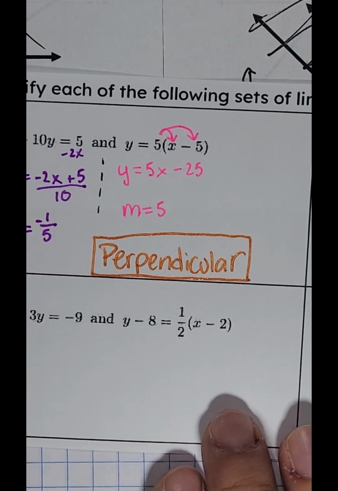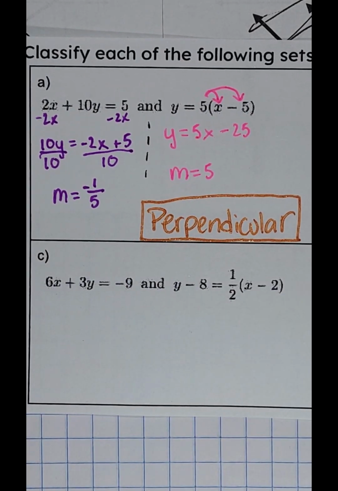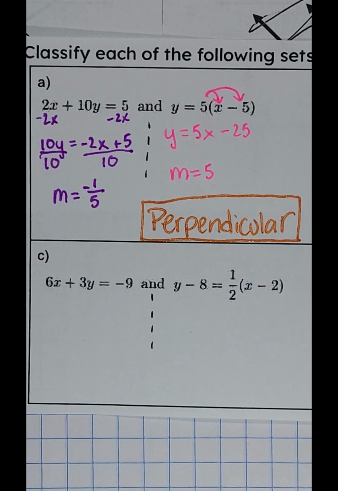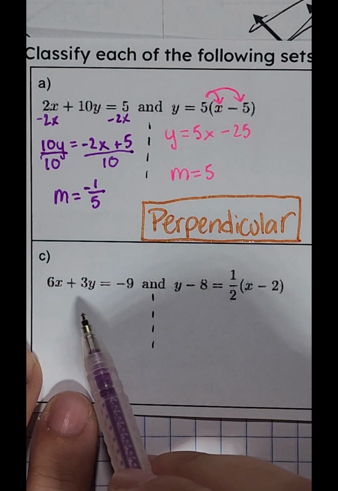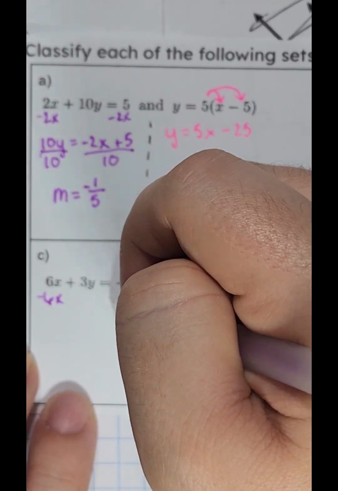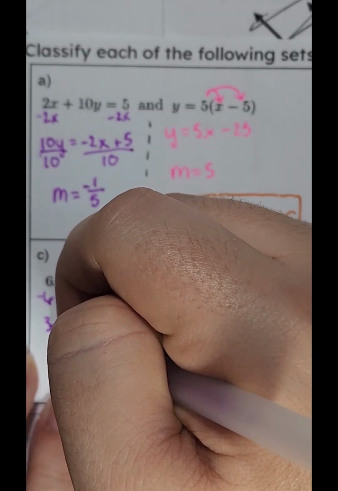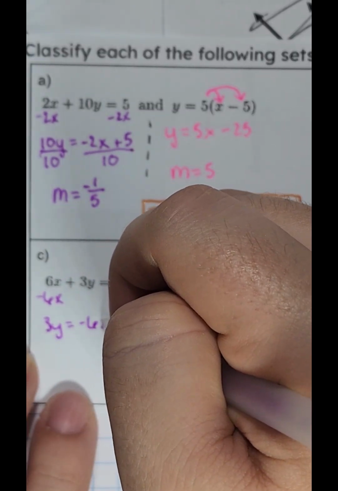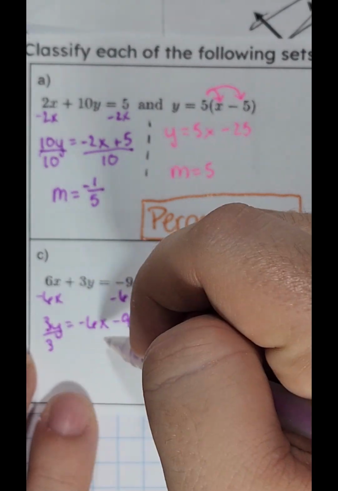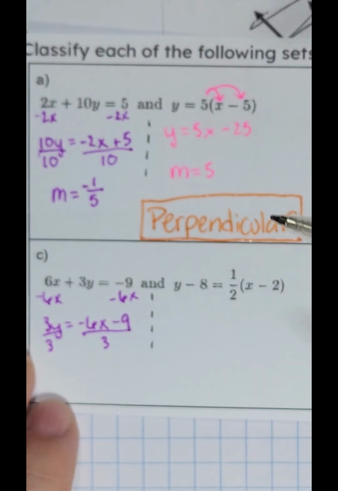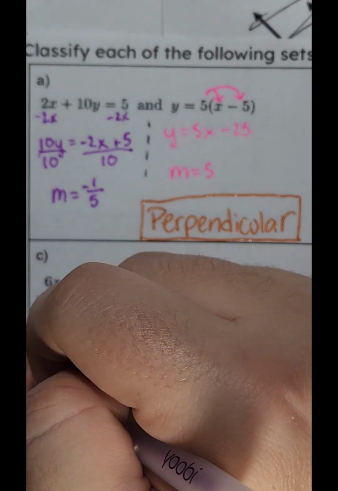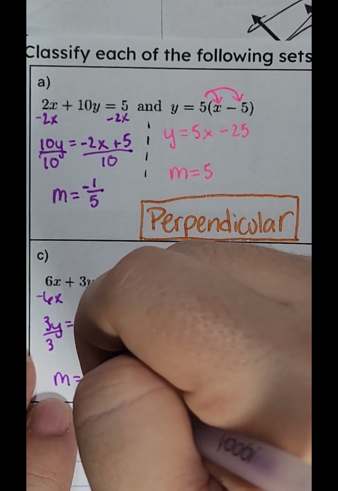Okay. For part C, we are again going to draw a dotted line and split our space. On the left, we're going to start by rearranging to slope-intercept form. I'm going to subtract 6x from each side. So I have 3y is equal to negative 6x minus 9. To get y by itself, we are going to divide both sides by 3. My slope is then going to come from this negative 6 divided by 3. Negative 6 divided by 3 is equal to negative 2.